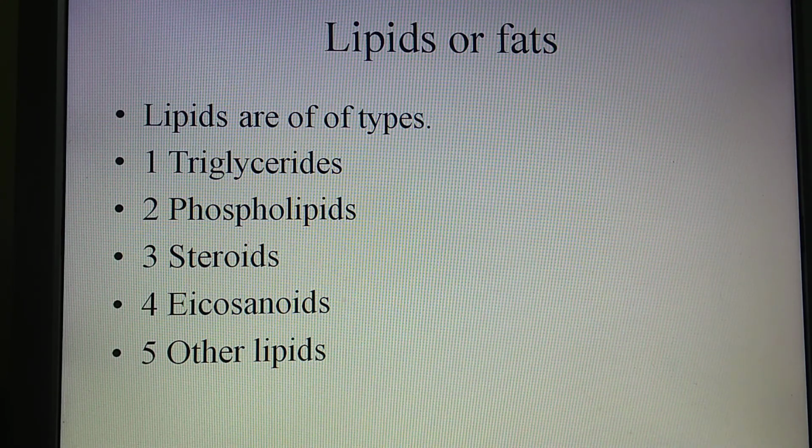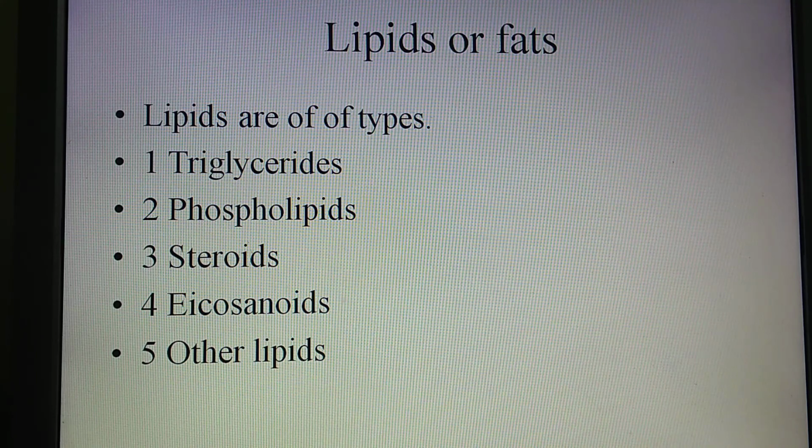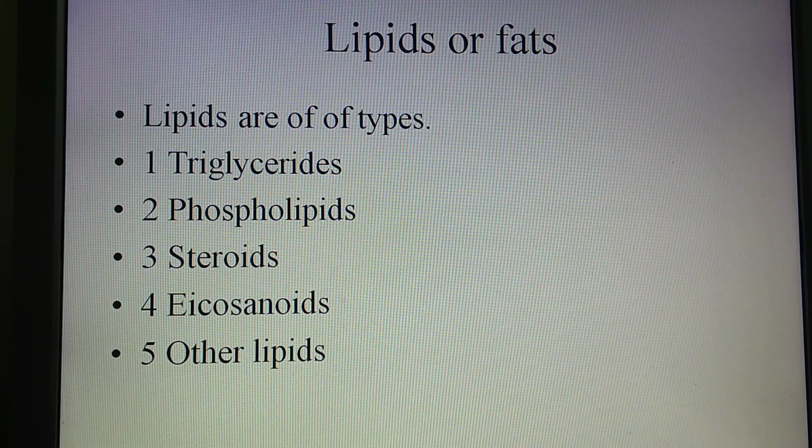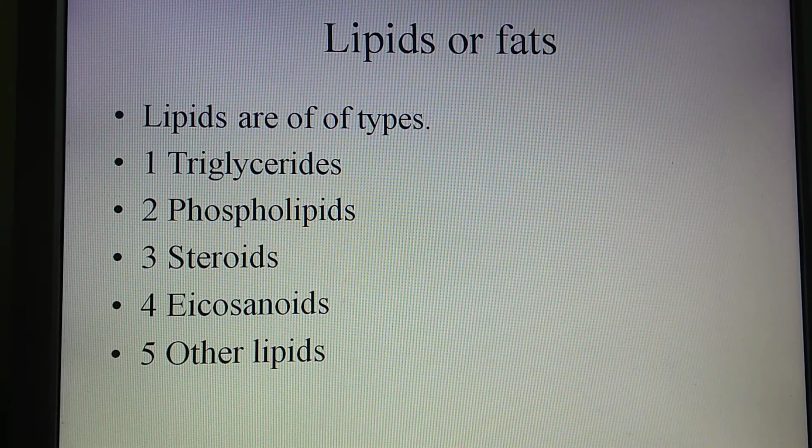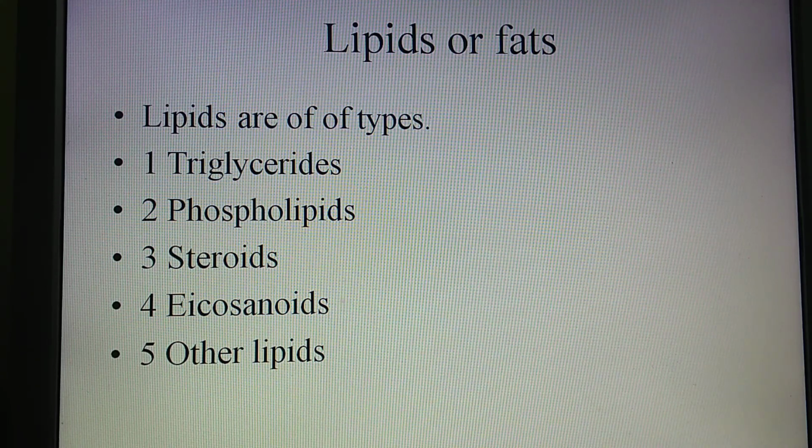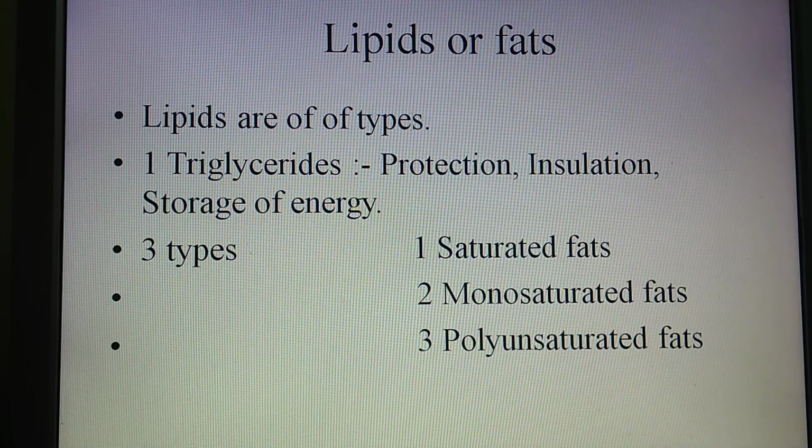There are many types of the lipids or fats. Number 1, triglycerides. Number 2, phospholipids. Number 3, steroids. Number 4, eicosanoids. And number 5, other lipids.